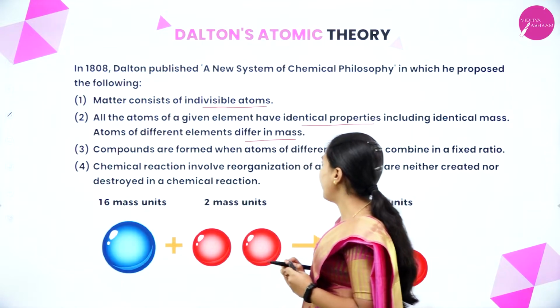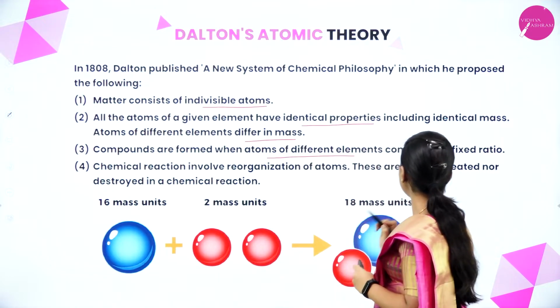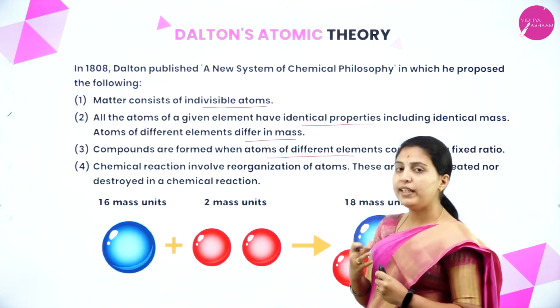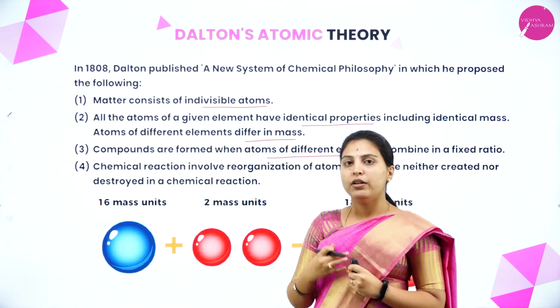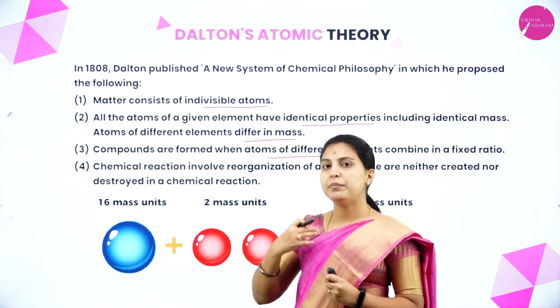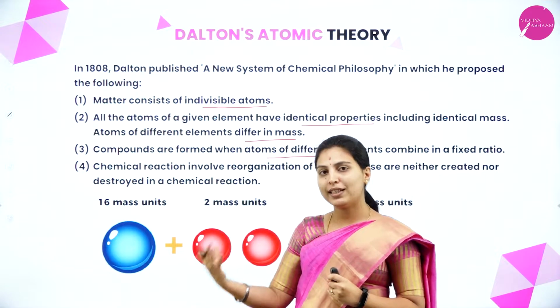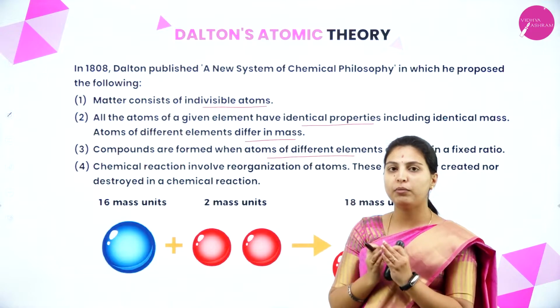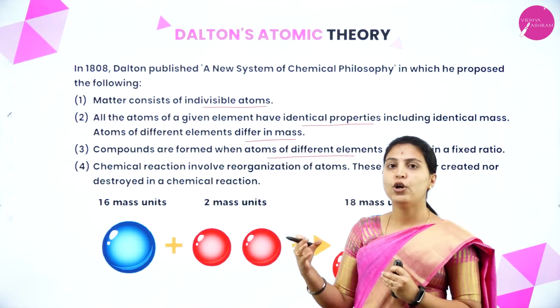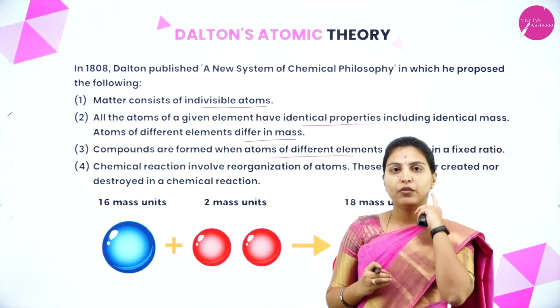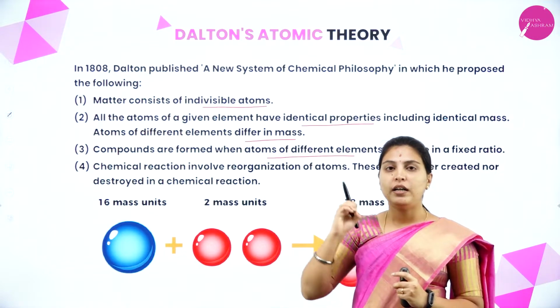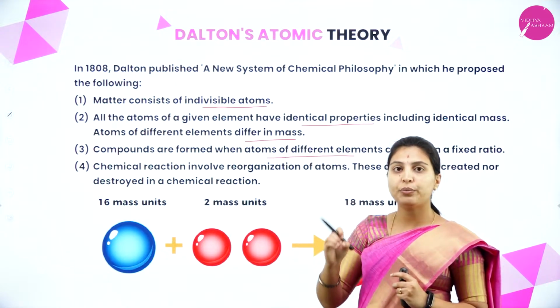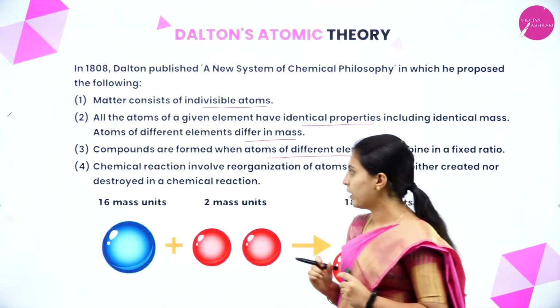Compounds are formed when atoms of different elements combine in a fixed ratio. When are compounds formed? Compounds are formed by mixing 2 or 3 different elements to form a compound, but for the formation of a compound, whatever elements you have taken should be in a fixed ratio.